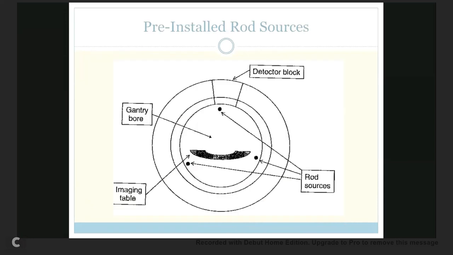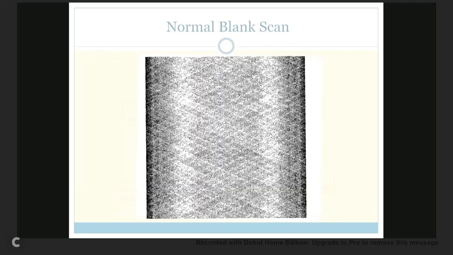Okay, which we saw this picture before. You have your pre-installed rod sources that basically go around and do your actual transmission. This is what your normal blank scan should look like. Is that correct, everyone? Those of you that did the PET QC? If there was something wrong, where do you think you would see it? One of those lines, along the lines here, right. If you did see something wrong, it'd be like a big chunk, like that. It's bad.